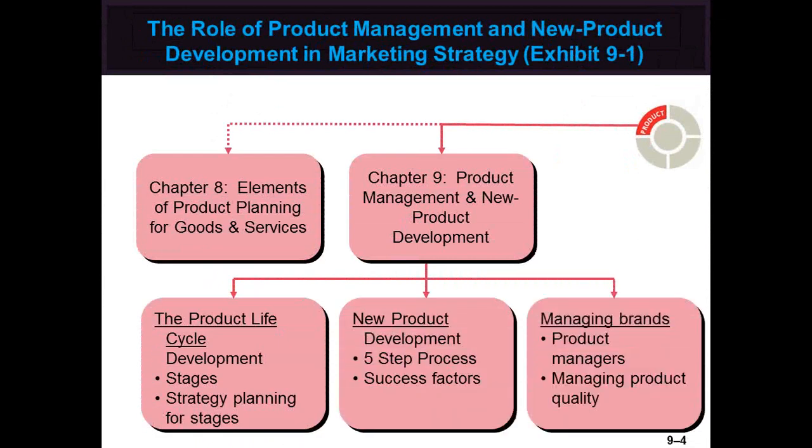In Chapter 8, we introduced product planning. Here we are in Chapter 9, covering product management and new product development. We discussed the strategy planning decisions that need to be made for new products and sometimes changed for existing products. But now we'll investigate how successful new products are developed in the very first place and what marketing managers need to know to manage their growth. We'll also talk about total quality management. So the 3 main areas of discussion will be product life cycle, new product development, and managing brands.